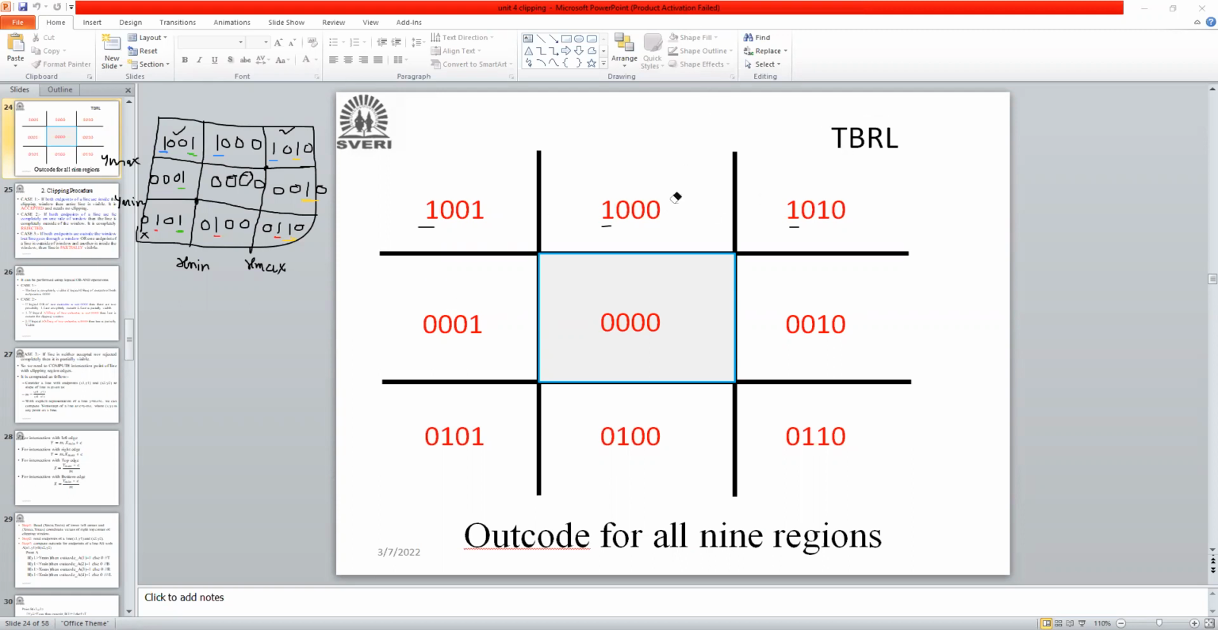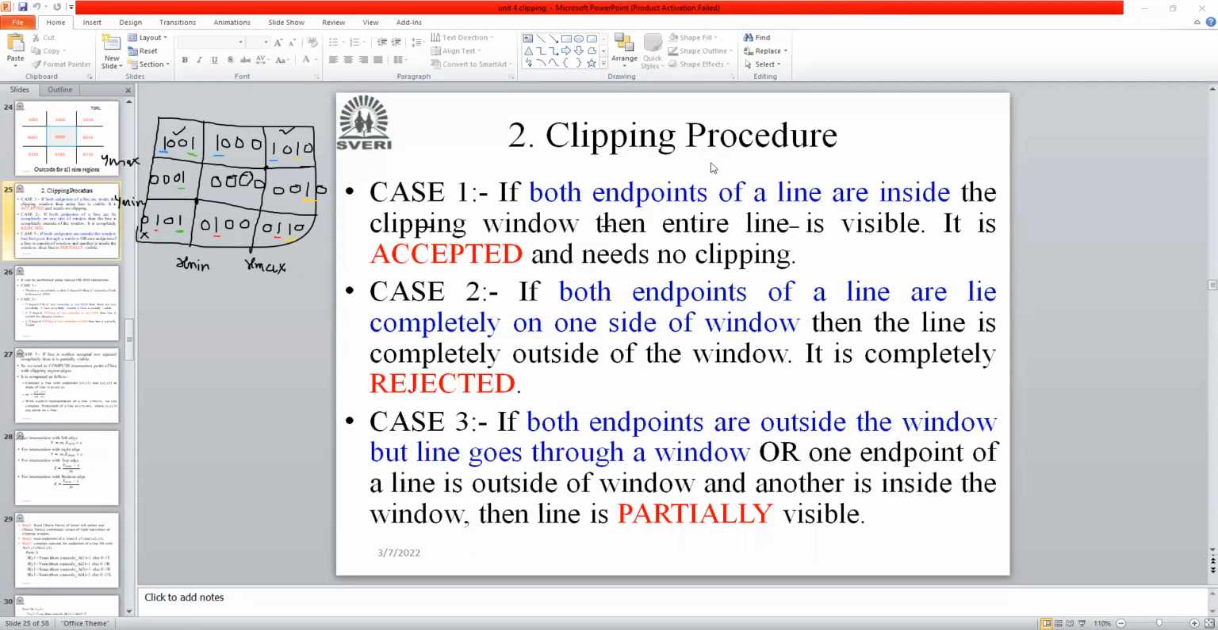So the first step is over. We have assigned the outcode to every portion on the plane. Now next is step number 2. Now we will start with the clipping procedure. So in this clipping procedure, there are 3 steps or 3 cases.